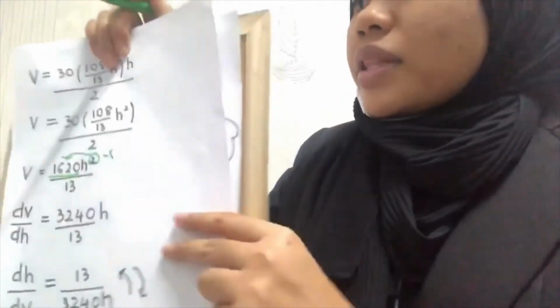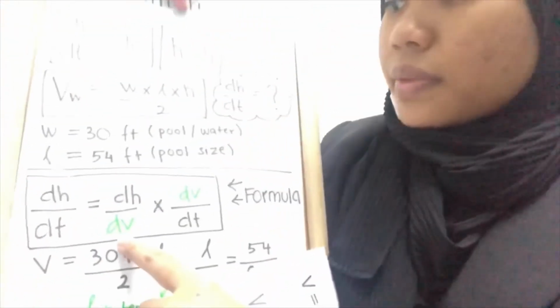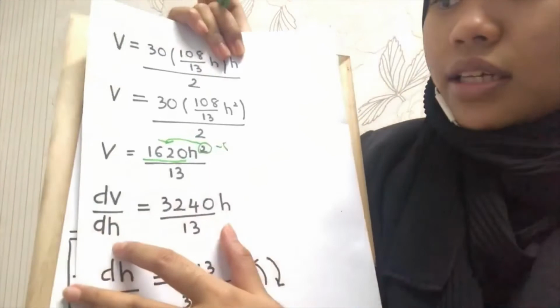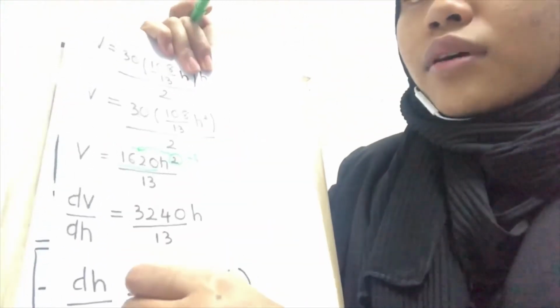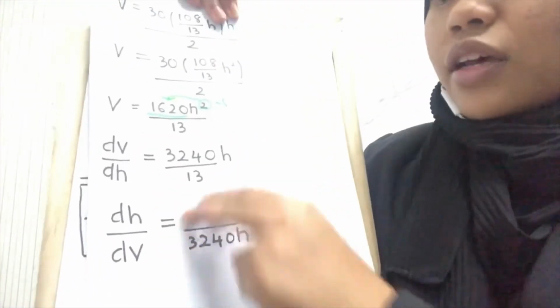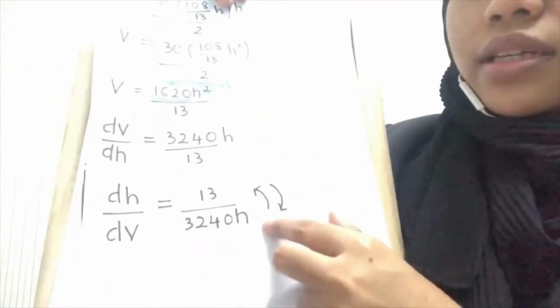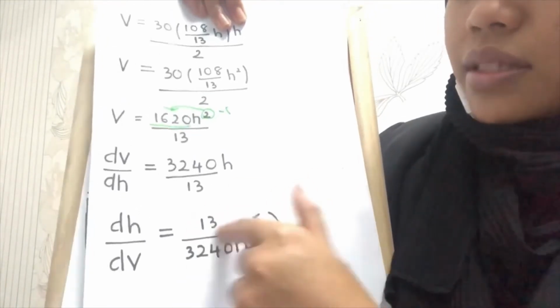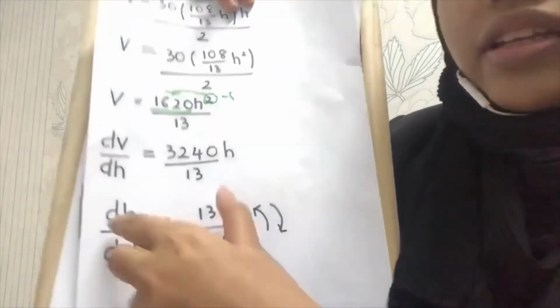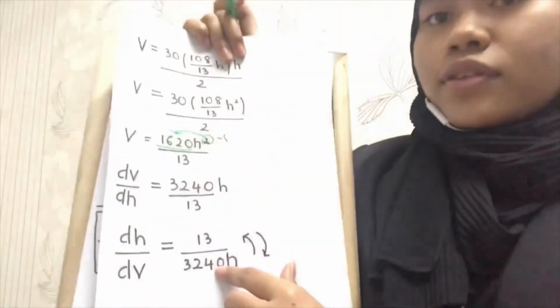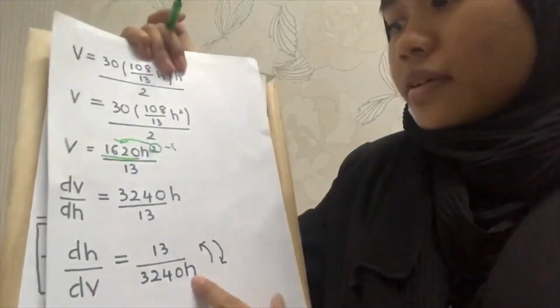In this formula, we want dH/dV, but we already got dV over dH. So we want to find dH over dV. We just switch the top and bottom. So 13 will be on top of the function. So dH over dV is 13 over 3240 H.